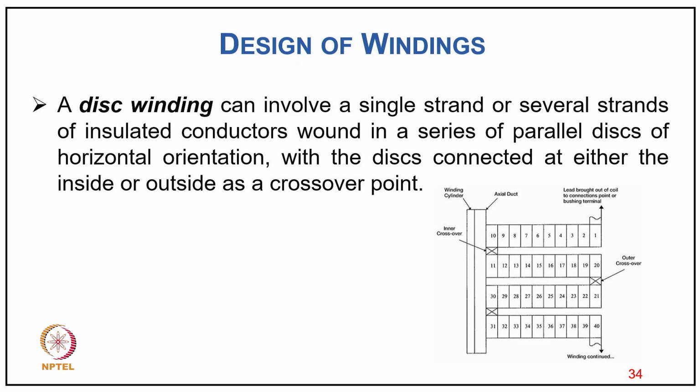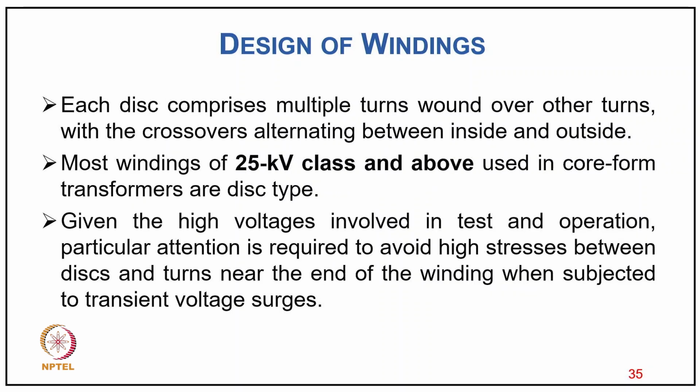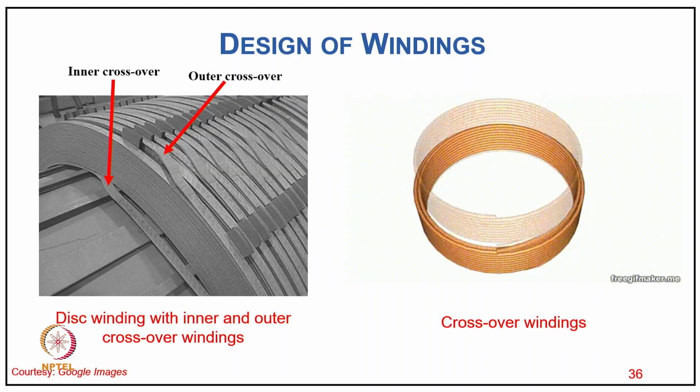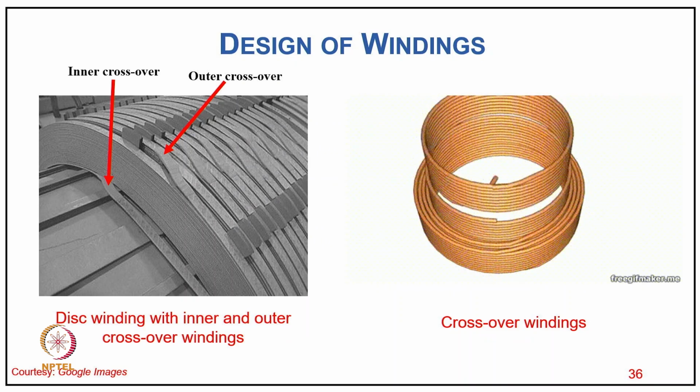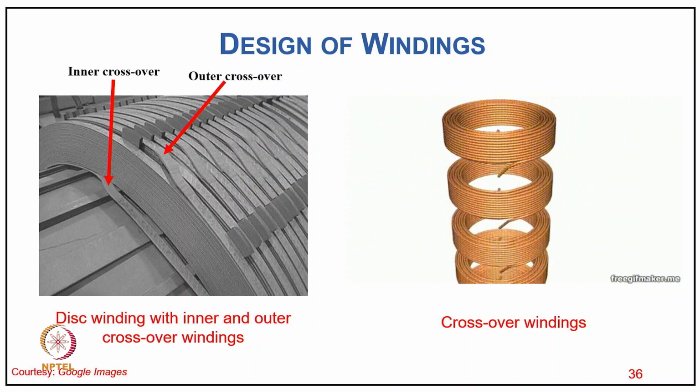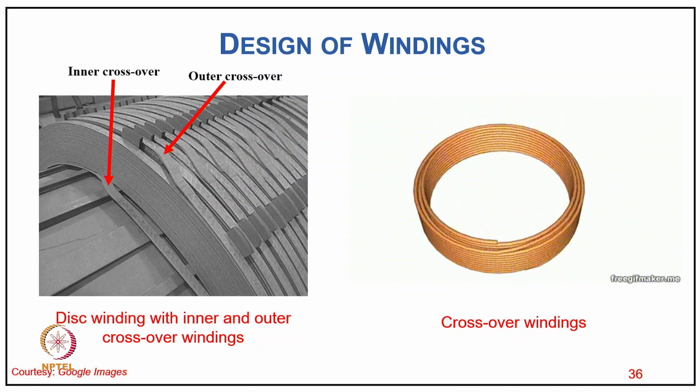Another kind of winding, a disc winding, can involve a single strand or several strands of insulated conductor wound in series or parallel discs of horizontal orientation, with the discs connected at either the inside or outside of a crossover point, as you can see here. Each disc comprises multiple turns wound over the other turns, with the crossover alternating between the inside and outside. Most windings of 25 kilovolt class and above used in core form transformers are disc type. Given the high voltage involved in test and operation, particular attention is required to avoid high stresses between discs and turns near the end of the winding when subjected to transient voltage surges. You can just see how the disc winding with inner and outer core winding is placed there, and how the winding turns cross over, as you can see in the clear animation of the winding placing of this type of winding.